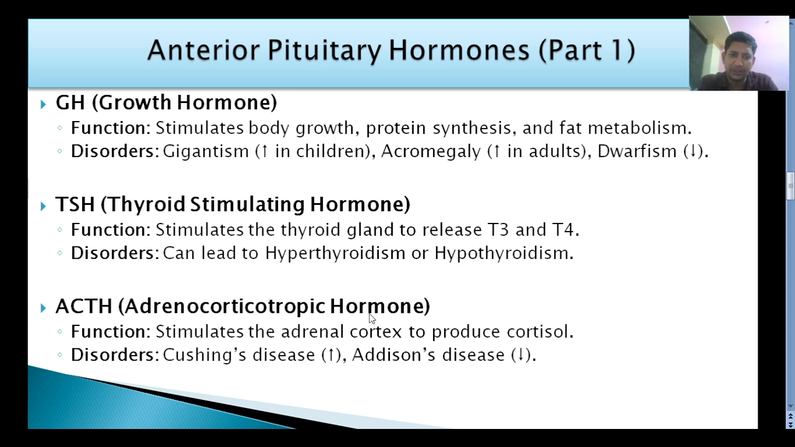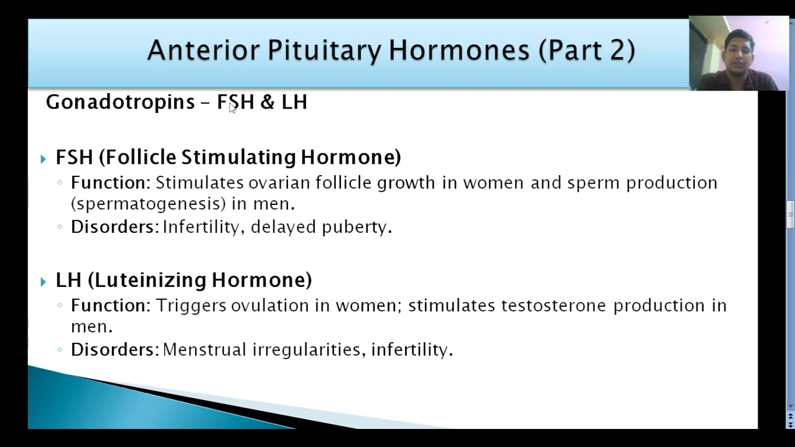Now, another hormone, ACTH, adrenocorticotropic hormone. It stimulates the adrenal cortex, very important, not the adrenal medulla. It stimulates the cortex region of the adrenal gland mainly to produce cortisol. So cortisol is a hormone produced by the adrenal gland. Now, if ACTH is hypersecreted, it causes Cushing's disease, and the low secretion of these adrenal hormones results in Addison's disease.